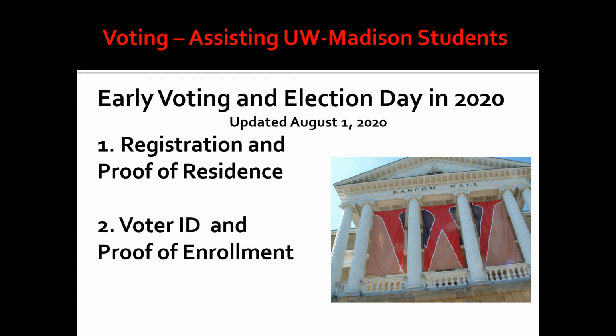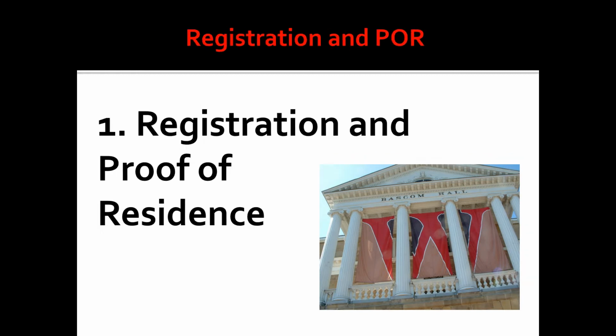Welcome to this tutorial on assisting UW-Madison students during early voting and on Election Day during 2020. This covers number 1, registration and proof of residence, and number 2, voter ID and proof of enrollment. Let's start with registration and proof of residence.